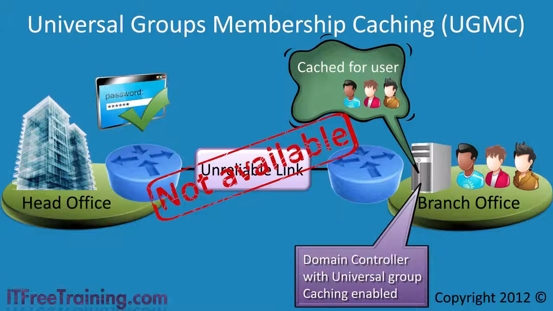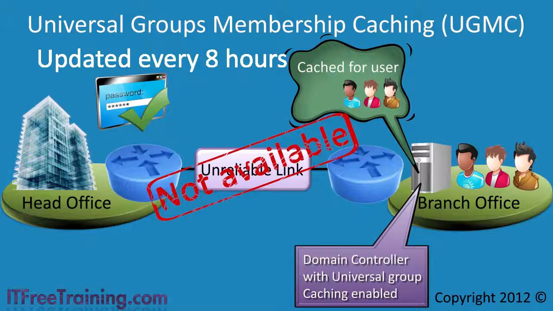The universal group membership that is stored in the domain controller may become out of date as the group membership is changed. For this reason, once universal group membership is stored on the domain controller, it will be updated every 8 hours. All you need to remember is that once universal group membership caching is enabled, the user is only required to authenticate using the domain controller once for the universal group membership to be cached. I will change to my domain controller to look at how to enable universal group membership caching.